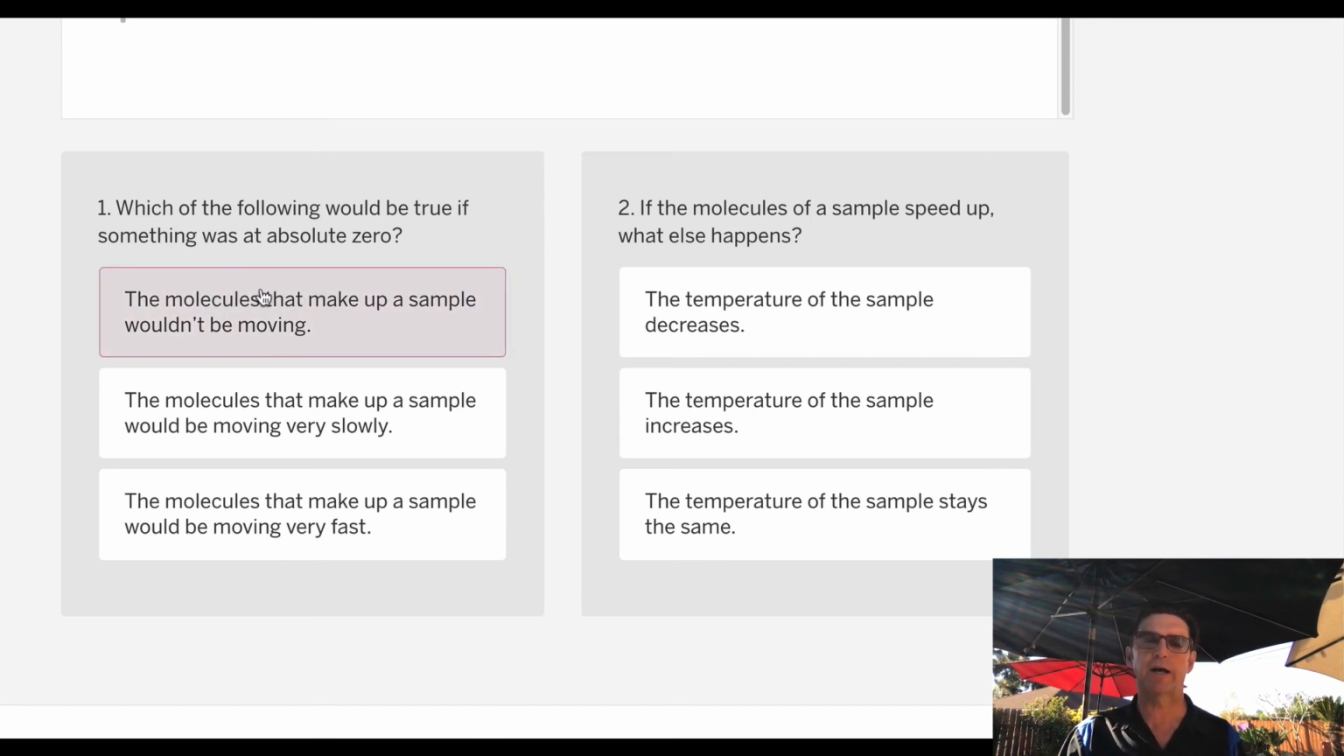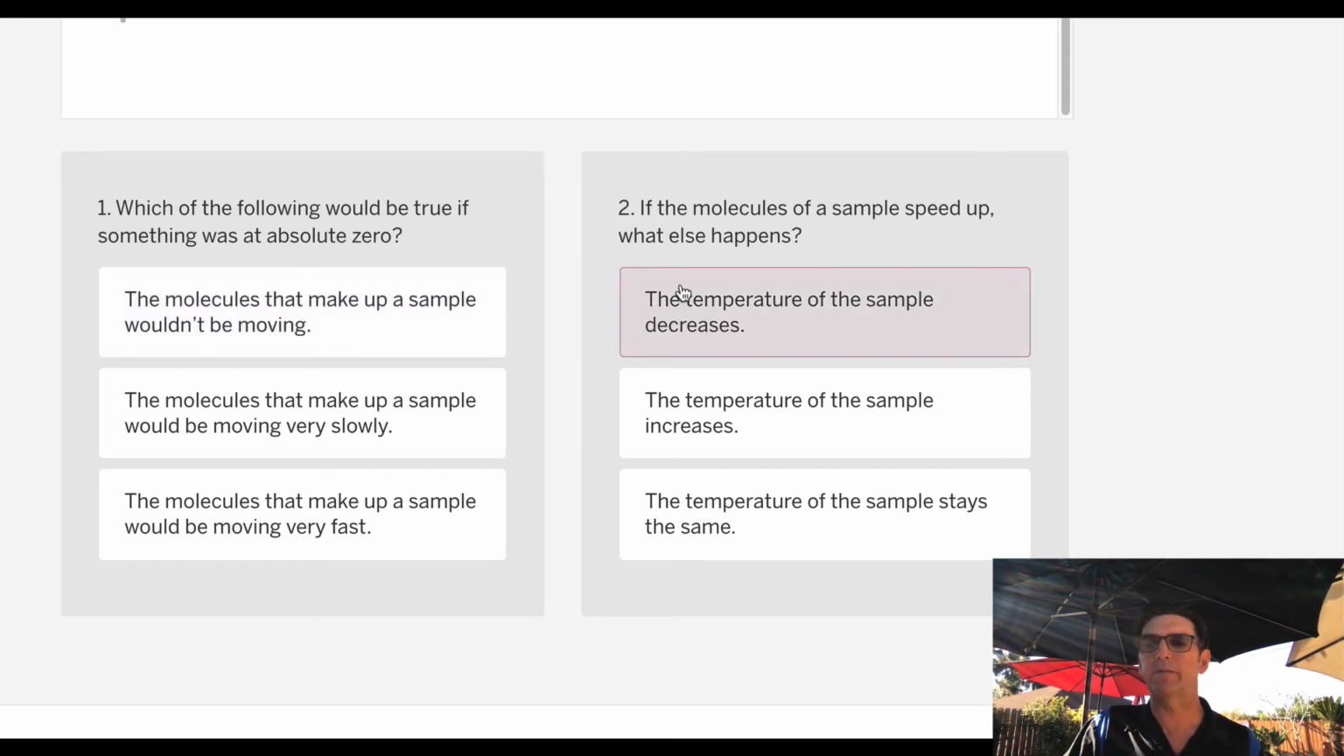Wouldn't be moving at all. And I didn't know that. I thought they always moved at some point. So absolute zero means absolute zero movement. And that makes sense, right? Now that we know temperature is measured by movement, absolute zero temperature, absolute zero movement.